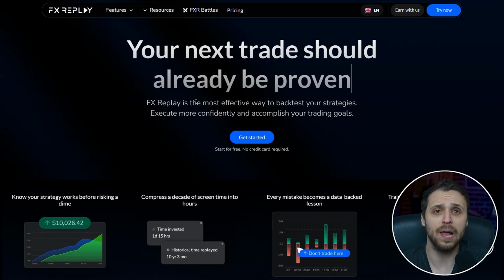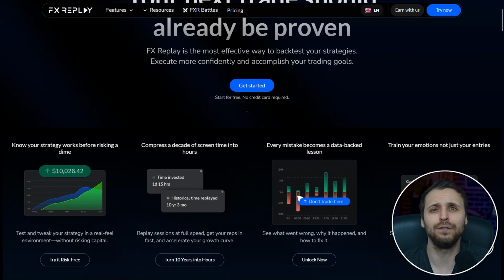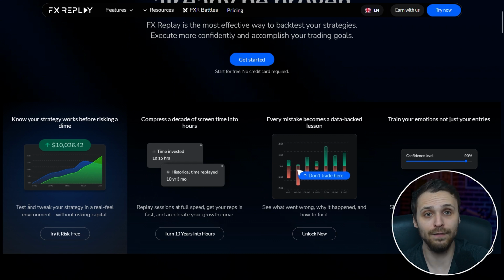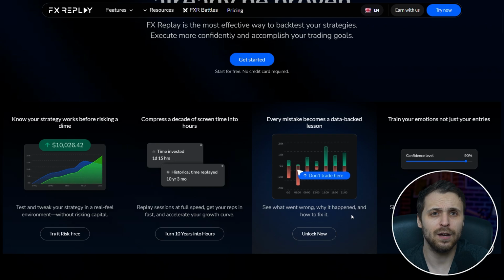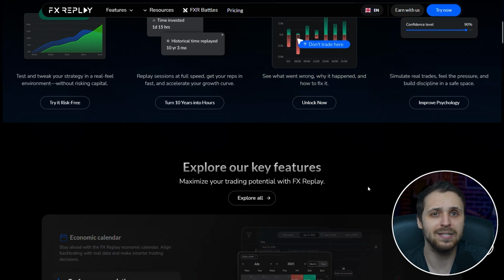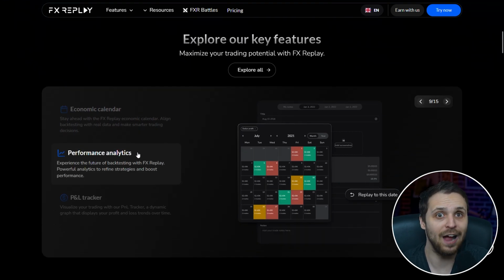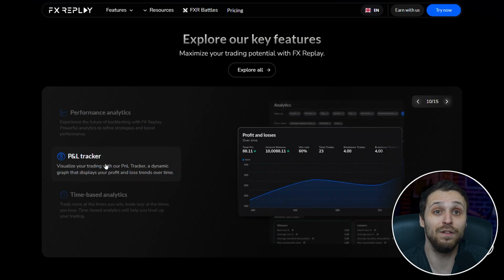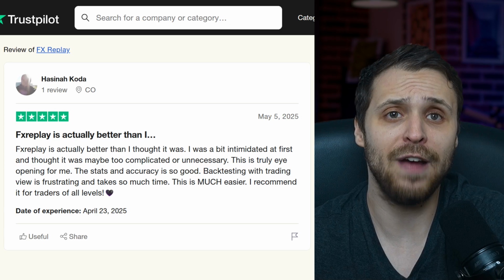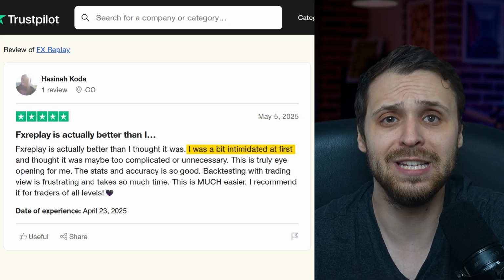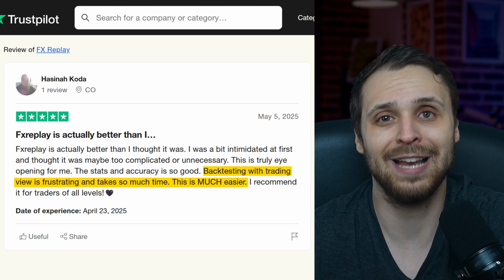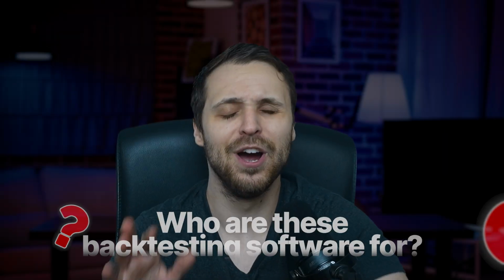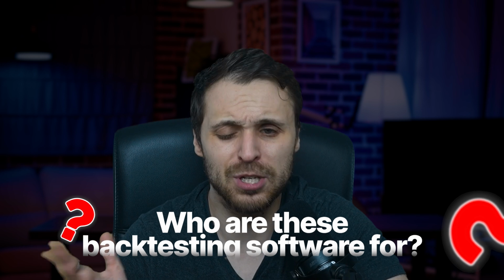Then there's FX Replay. This platform is all about the interactive visual experience. It plugs into TradingView, letting you replay markets and trade along with the historical candles. It's designed for the discretionary trader who learns by doing and seeing. If you want to feel like you're trading live on old data and to enjoy a more visual hands-on process, then FX Replay caters directly to that. Here's a user review I found that captured this. He said that he was initially intimidated, but found it truly eye-opening, praising how much easier it was than manually backtesting on TradingView.